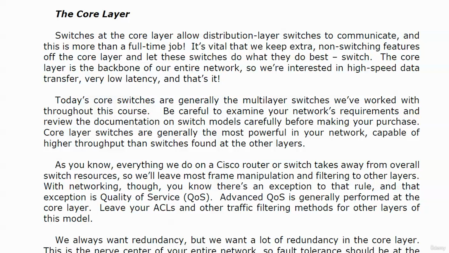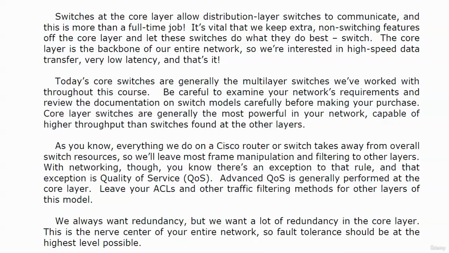The core layer, that's the backbone of our entire network. So what we want is high-speed data transfer, very low latency, and I think that's enough. Now today's core switches are generally, but not always of course, the multi-layer switches we've worked with throughout this course. Now you want to be beyond careful when you're looking at your own network's requirements, looking at the documentation on the switch models. You really want to get what you need the first time. Core layer switches are generally the most powerful in your network, and they are going to need higher throughput capability than your switches found at your other layers.